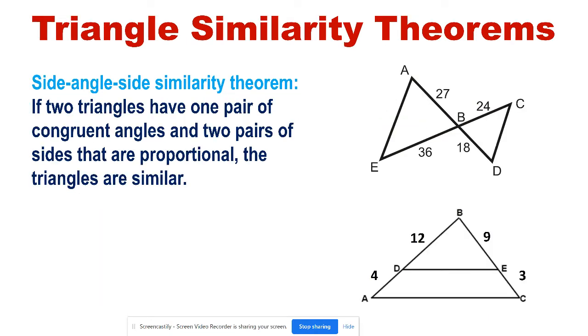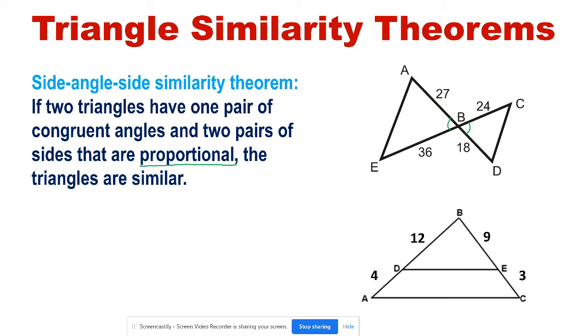The next one is side angle side. That's obviously the same name as one of the ones we use for congruence. But for similarity, it works a little differently. So if you look at the top diagram here, we have a pair of congruent angles here in the middle, the vertical angles. So we got an angle. Our sides are not congruent, but they don't have to be. Instead of being congruent, they have to be proportional. And here's how we tell if they're proportional. We make ratios or fractions and see if those fractions are equal to each other.